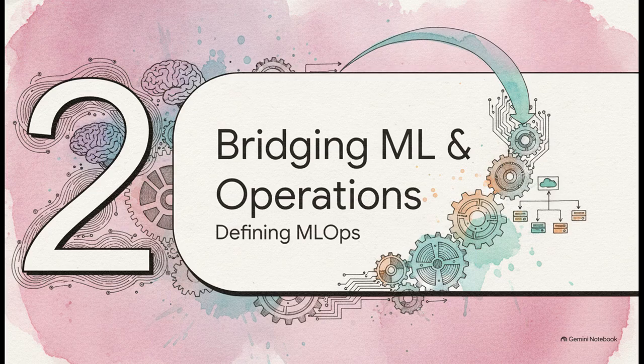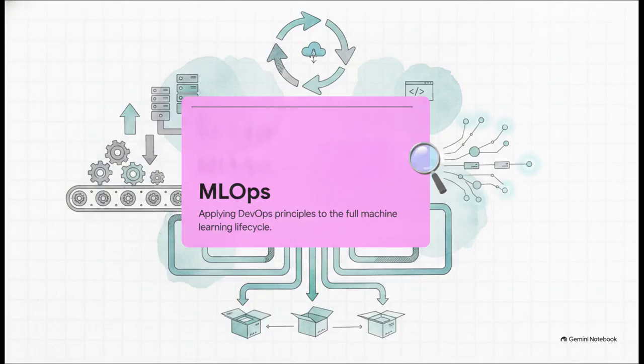Moving right along to Section 2, Bridging ML and Operations. Chapter 1 of the tutorial defines MLOps, which stands for Machine Learning Operations, as the essential discipline of applying standard DevOps principles to the full machine learning lifecycle. We're talking about things like automation, continuous integration, and continuous delivery. Ultimately, it's about building both the infrastructure and the organizational culture you need to take these models out of isolation and deploy them reliably.